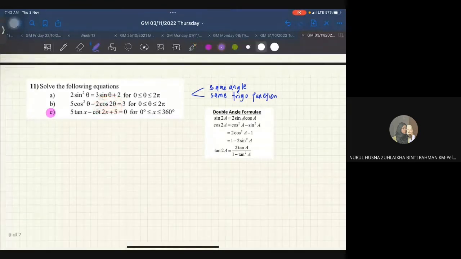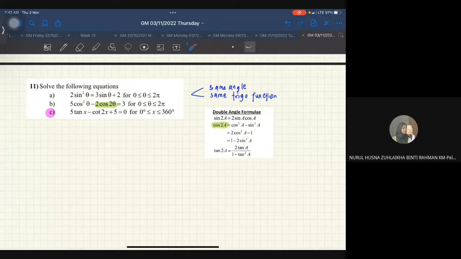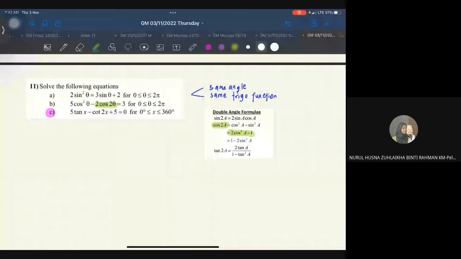Ada tak formula yang consist of cos sahaja? Bila tengok dekat sini, cos 2 theta, dia ada 3 formula. This one, tapi dia ada sin. Then this one, dia ada cos sahaja. And then this one ada sin pula. So kita tak nak sin, kita nak yang ada cos sahaja. So we are going to use this second formula. Itu dia punya teknik lah. So that is for the second question.